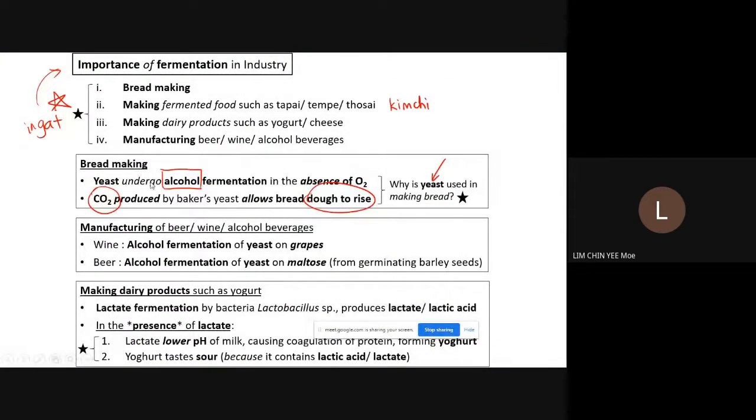So you have to answer it as yeast undergo alcohol fermentation in the absence of oxygen. Semasa inilah alcohol fermentation yang dia produce carbon dioxide. Untuk apa? Untuk buatkan the bread dough to rise. Make sure you jawab ikut cara ini. Tak boleh terus cakap decarboxylation. Decarboxylation only this part. But what process involve decarboxylation? It is the alcohol fermentation that happens in the absence of oxygen.